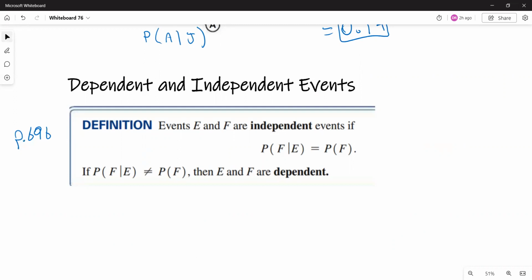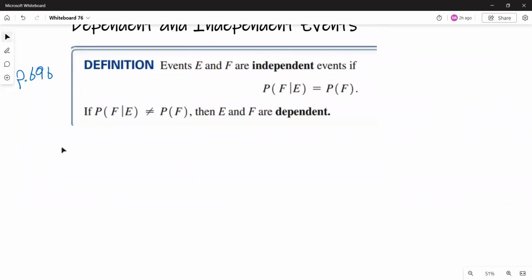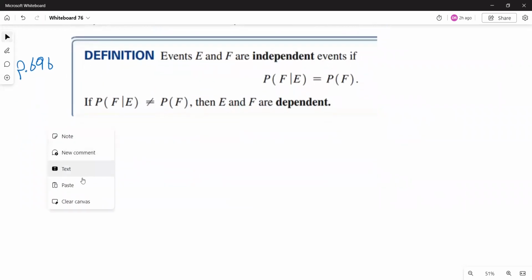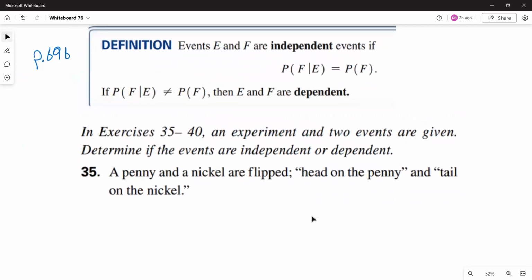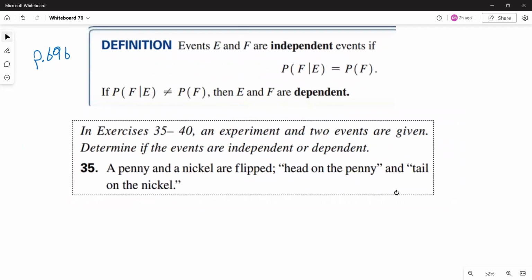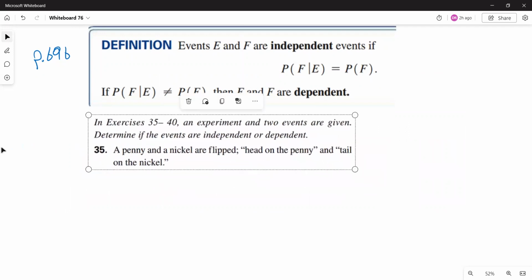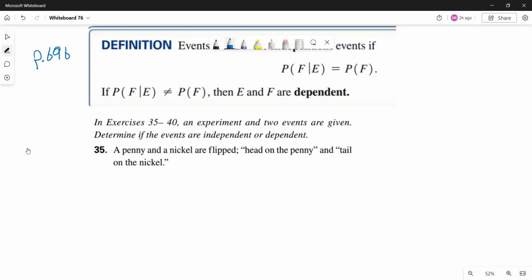So these are on page 698. We're doing number 35. In exercises 35 through 40, an experiment and two events are given. Determine if the events are independent or dependent. The experiment is that a penny and nickel are flipped, and the events are head on the penny and tail on the nickel. So let's give them names.